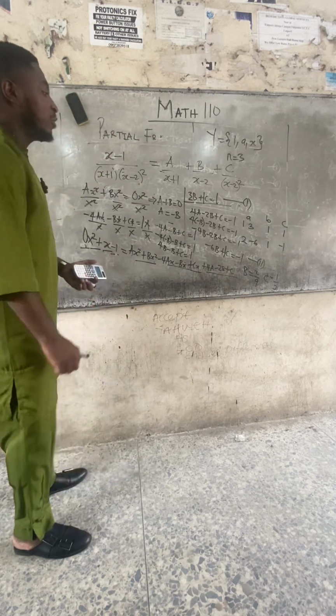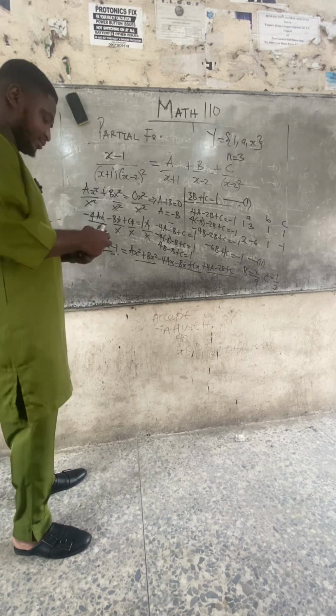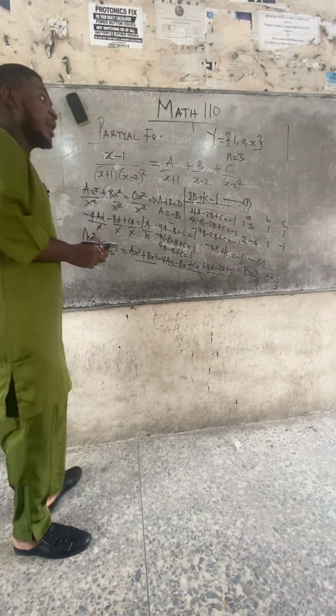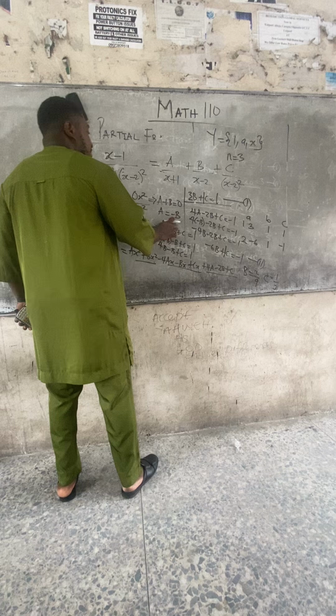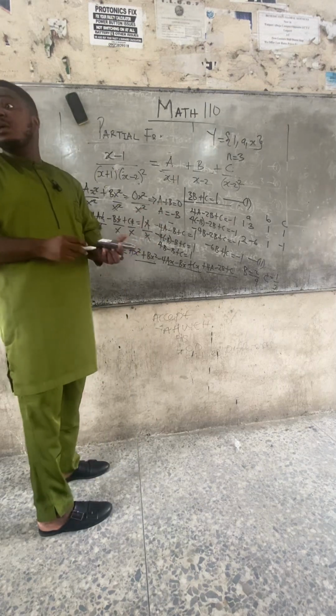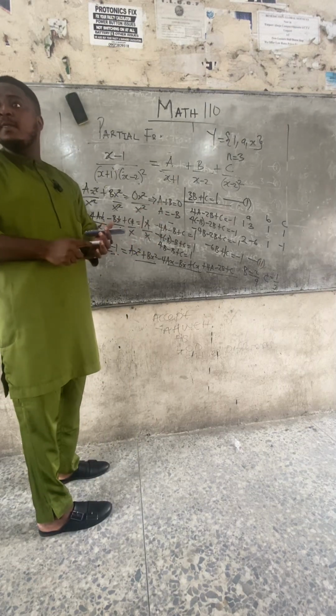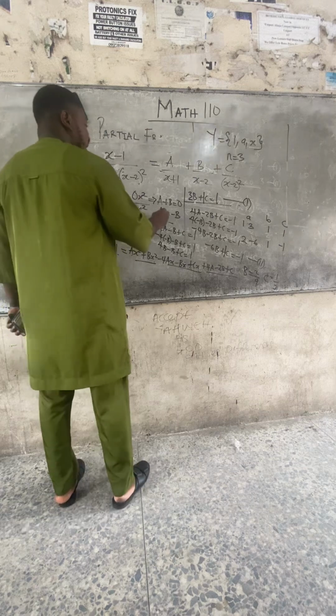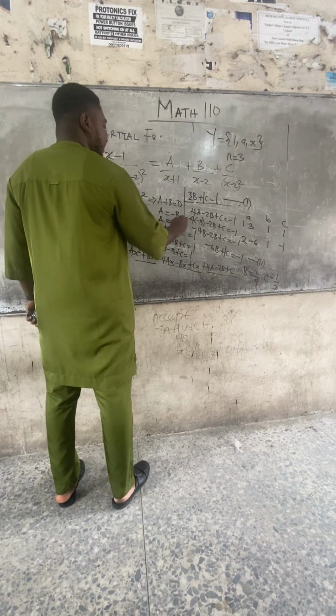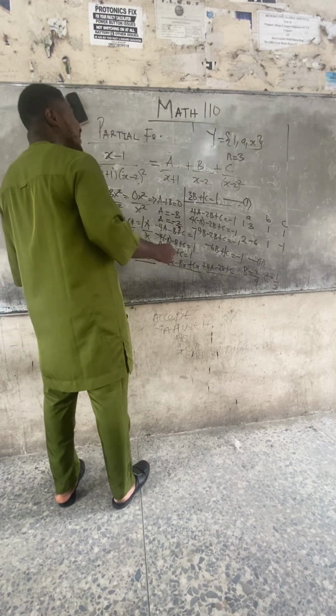Class, my b is 2 over 9. My c is 1 over 3. Can I go and get my a now? Remember that a is minus b. So it means that a will be, who is b? 2 over 9. That's minus 2 over 9. So my a is minus 2 over 9.